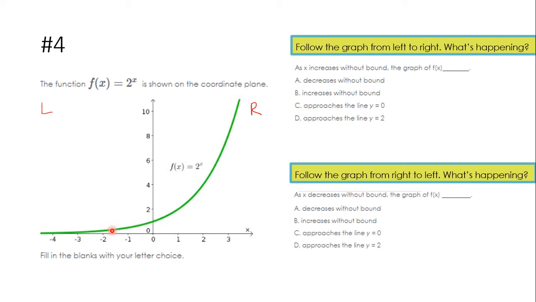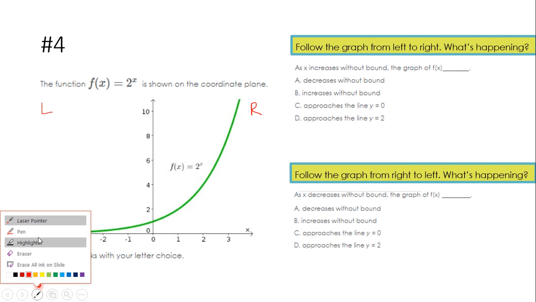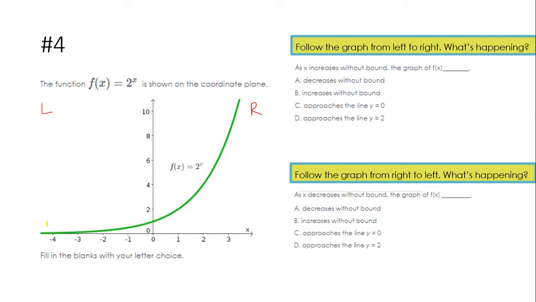Okay, is my function decreasing? Is it increasing without bound? Is it approaching the line y equals 0? Or is it approaching the line y equals 2? Okay, now really quick, the lines y equals 0 and y equals 2, this line, guys, oh man, that's not very straight. There's y equals 0, and this would be y equals 2, just kind of as a frame of reference.